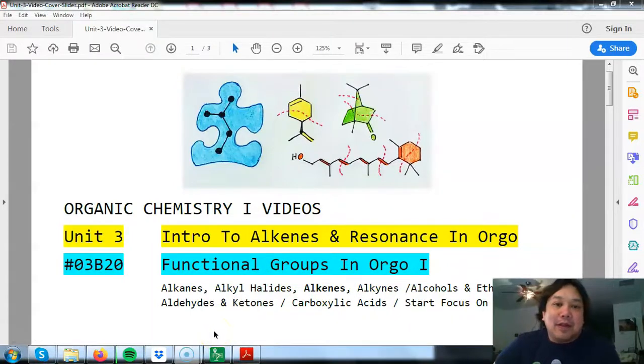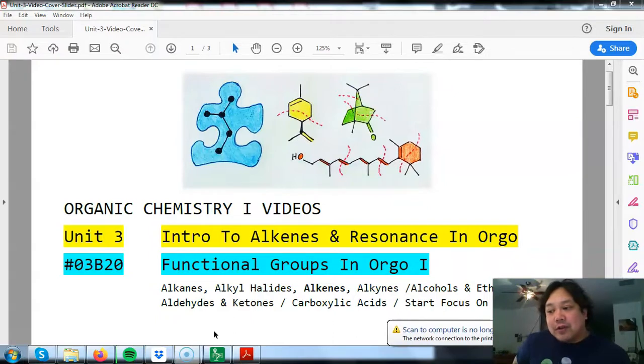Hi everyone. In Unit 3, there are two main topics. Intro to alkenes, and alkenes are molecules that have carbon-carbon double bonds, and resonance in organic chemistry. A lot of you may be familiar with resonance in the context of general chemistry.